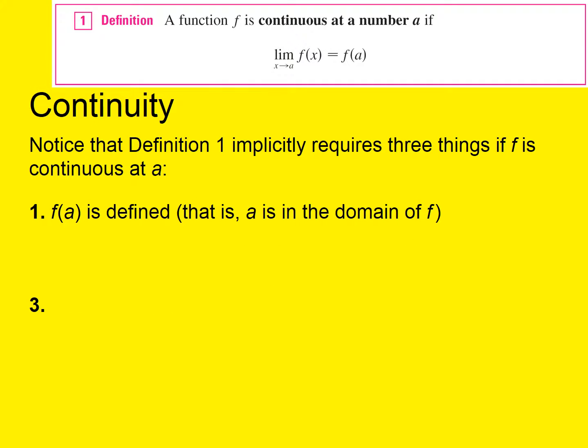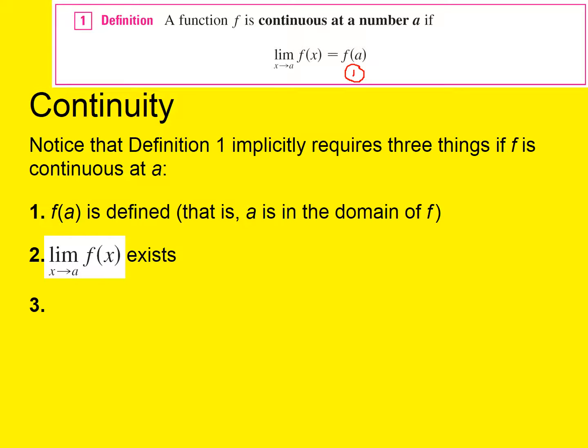Note that the definition implicitly requires three things if f is continuous at a. One is that f of a is defined. That is, that a is in the domain of f. So here's one thing right here that we have to have, that it makes sense to write f of a.